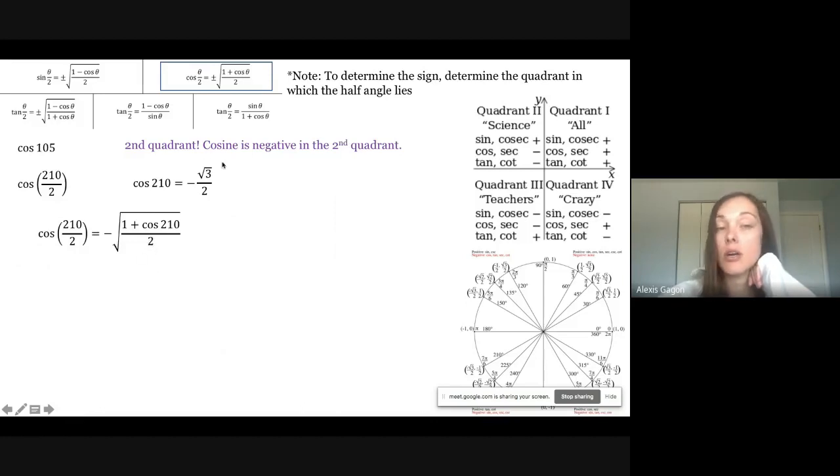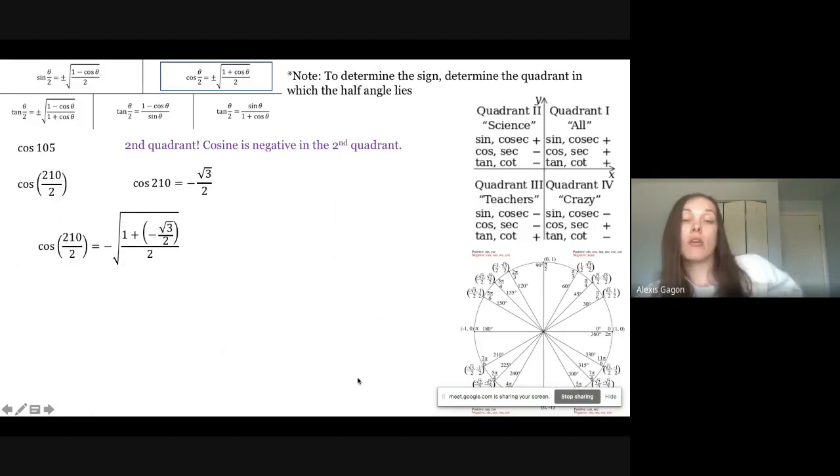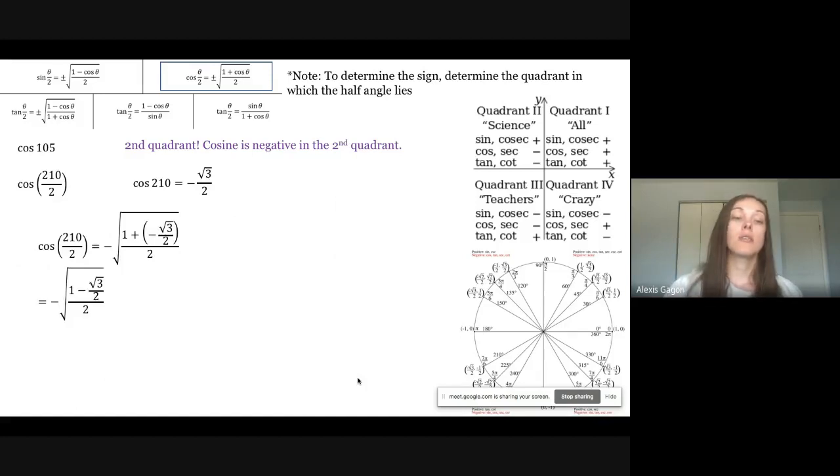But we know what the cosine of 210 is, it's negative square root of 3 over 2. So I'm just going to plug that in for that cosine of 210 right there. And then this is just algebra. Now we just have to simplify this down. So that's the same thing as 1 minus square root of 3 over 2, divided by 2.